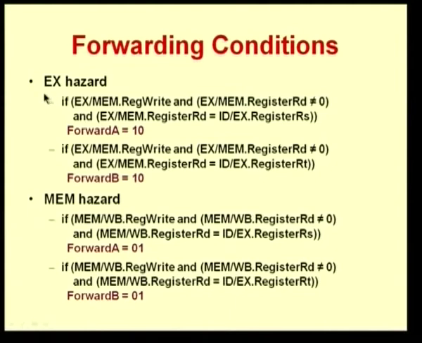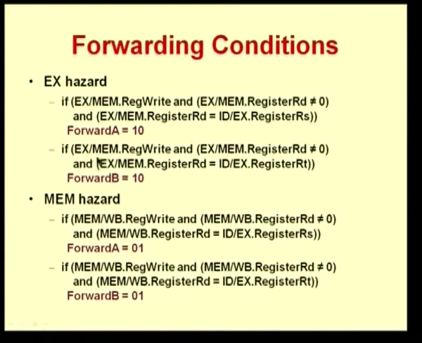So, what we are looking at is, if we are looking at a hazard which will be solved by forwarding from the EX stage, so I am calling it EX hazard. So, let us look at the conditions we need to check for. If ex/mem.register write and ex/mem.register rd not equal to 0, that is we are checking whether we are doing a register write and the destination register value is not equal to 0, and you are also checking whether ex/mem.register rd equal to id/ex.register rs. We are checking for the first source operand. If this operand is equal, then I am setting forward a. Okay, so let us say I am setting that value to 10.